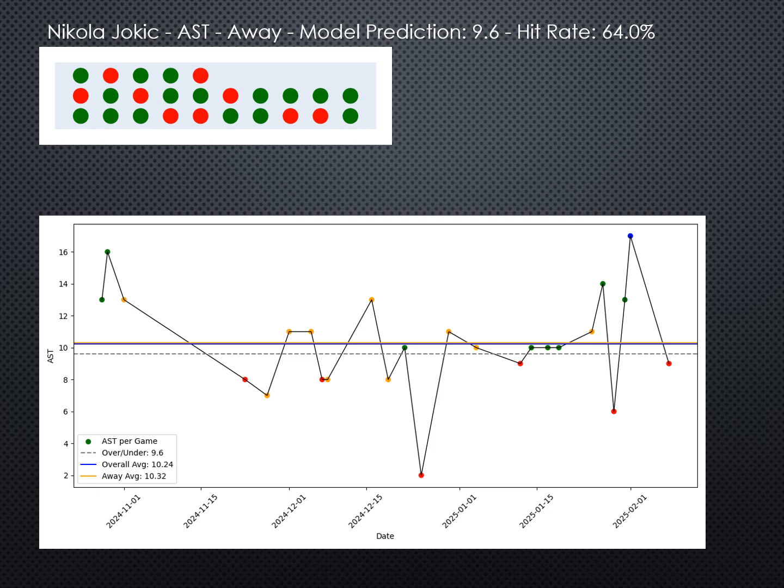So on the road, he does dip down a little bit more. He's got his worst game, two. Not sure what happened there. Had a six. But his best game was against Charlotte up there, 17 assists. I don't see any reason why he can't do that again.